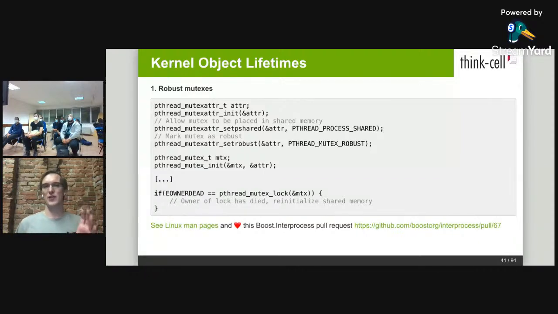So this is only half the solution, of course, because it's not a solution for the case that the other process crashed while it did not hold the lock. You might also want to detect that case, but at least it's something. And there is a Boost Inter Process pull request that maybe needs some support if you are interested in that.